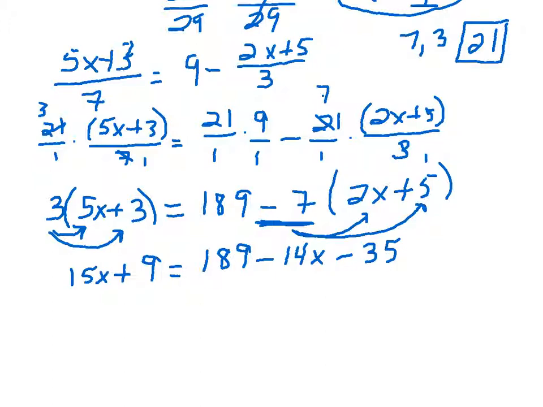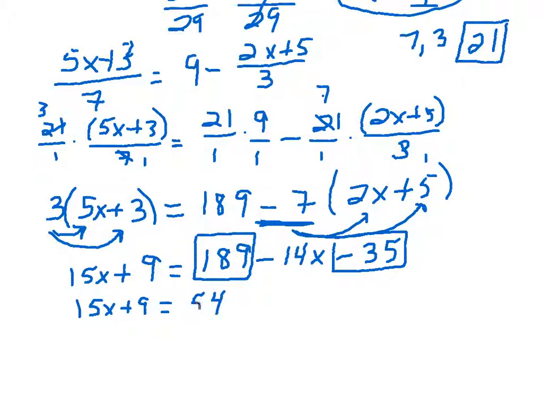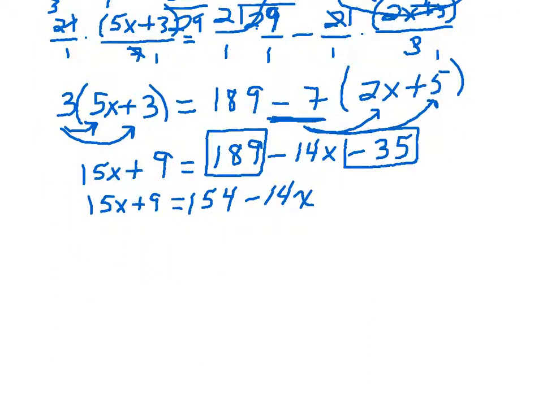All right. So what we want to do now is clean up both sides of the equation, although on the left there's nothing to clean up. We just need to recopy it neatly. And on the right-hand side of the equation, we can combine our 189 with a negative 35. So we're going to actually subtract those numbers. 9 take away 5 is 4. I think we've seen 154 before. Minus 14x. Let me just slide this up a little bit so I have a little more room.